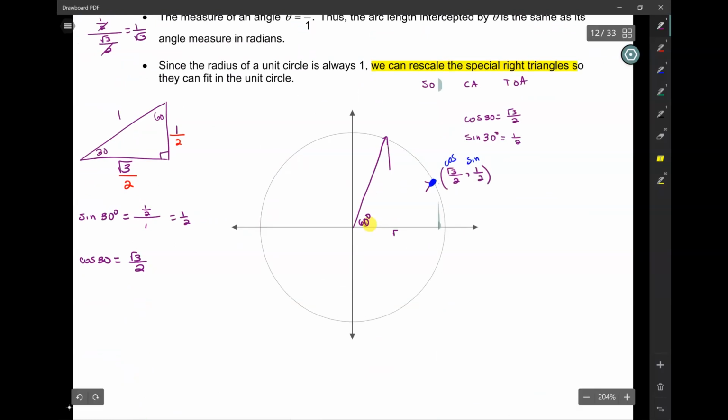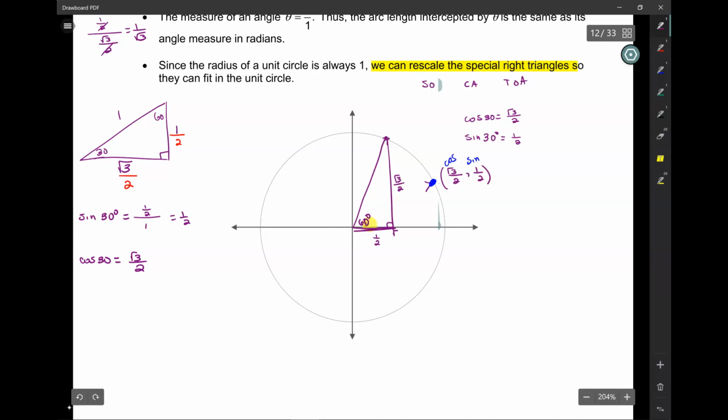Now, if that's 60 degrees, look at the triangle now. The sides of the triangle are still the same. One is root 3 over 2, one is a half. But where are they now? This is the half, and this is the root 3 over 2. So now, just by looking at that triangle, what's the sine of 60 degrees? Root 3 over 2. So sine is always the opposite or the vertical.